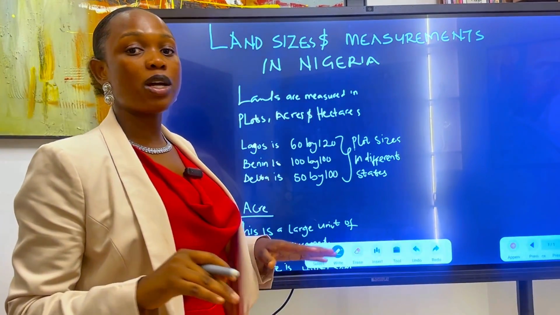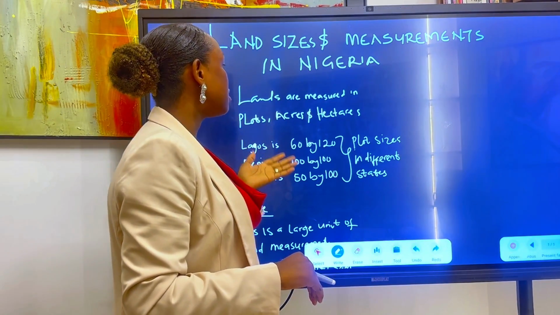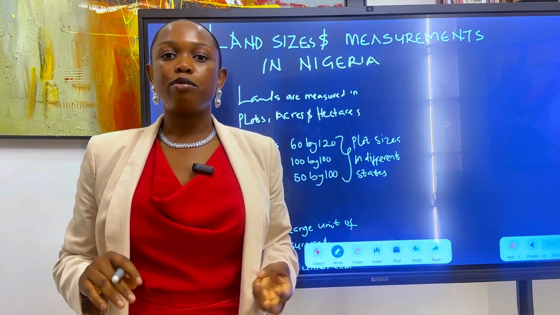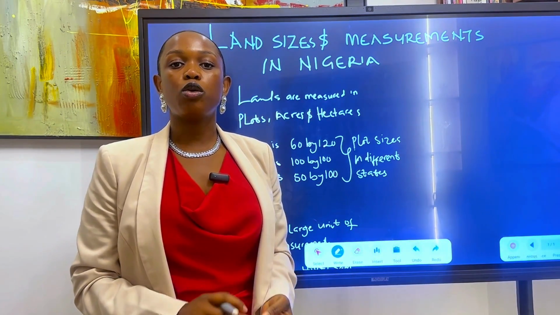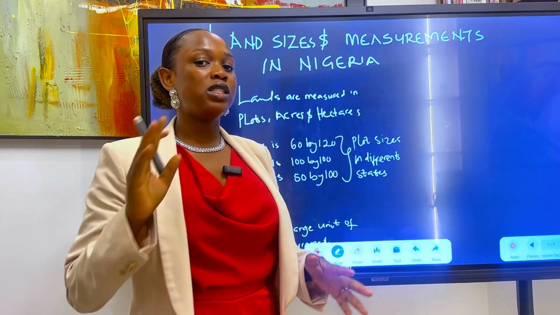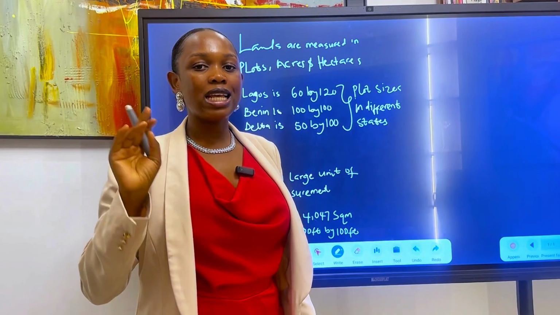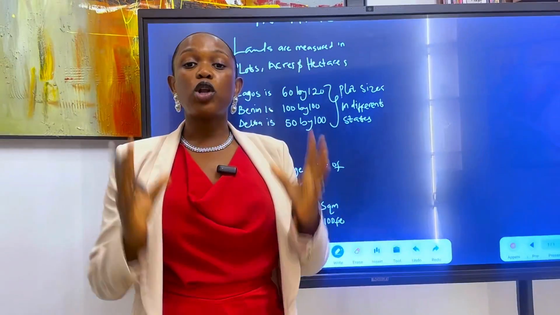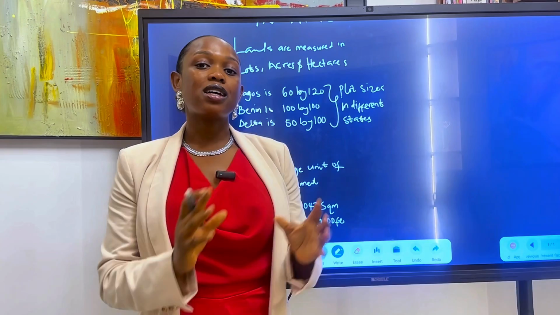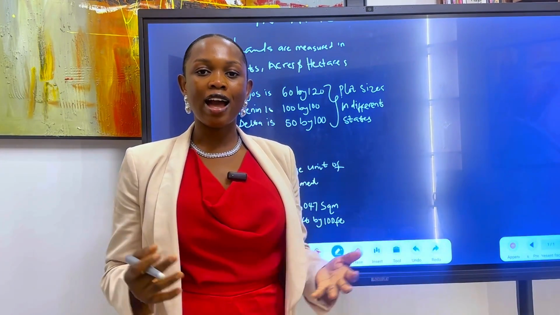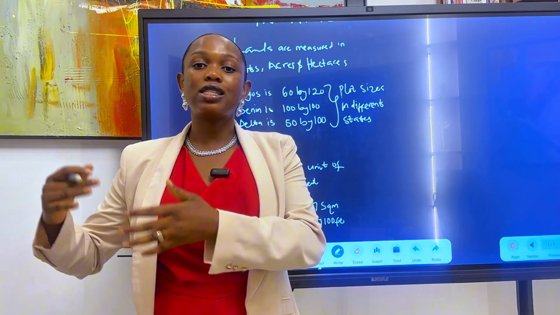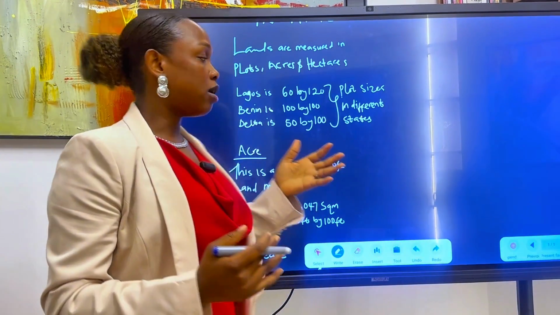So we're not going to be talking about just the plot, acres, and hectares. How are they measured? They are measured in feet, they are measured in square meters, and also in meters. And I'm going to be differentiating it. What is a plot of land? A plot is a piece of land marked out for building or development. In different states, we have different plot sizes, which I'm going to be discussing here.